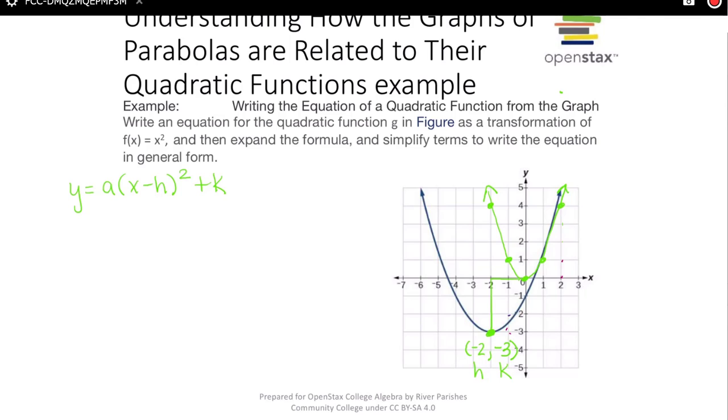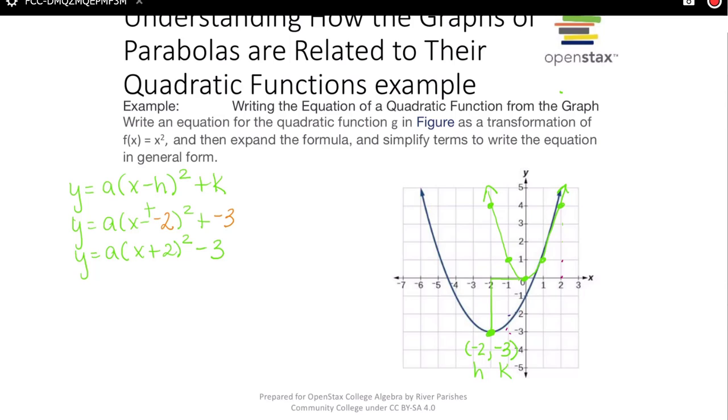So now we're going to substitute into the equation for h and k. Where it says h, I'm going to put in negative 2. And where it says k, I'm going to put in negative 3. So now I'm going to rewrite this as y equals a times (x plus 2) squared, because minus a negative becomes a plus, plus negative 3 becomes minus 3. So we're not quite finished yet. Now we need to figure out what our a is.